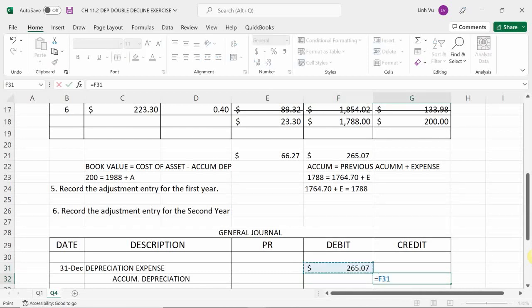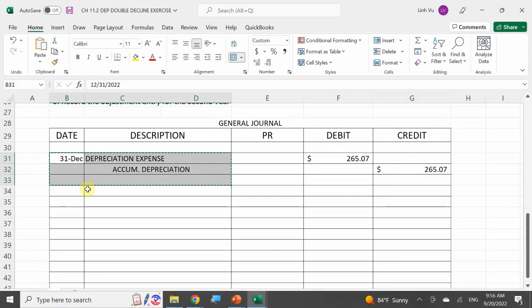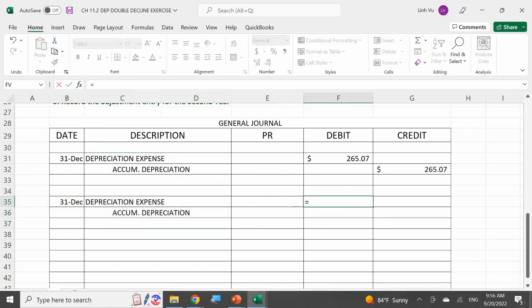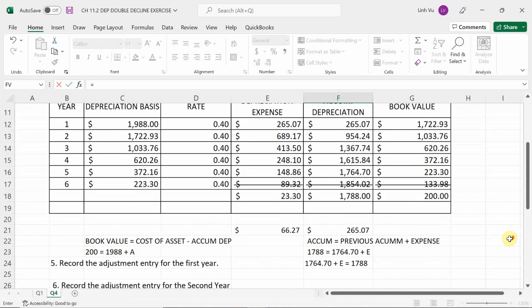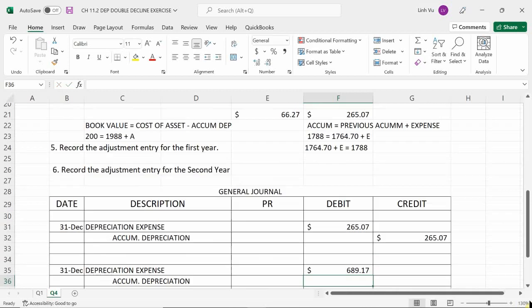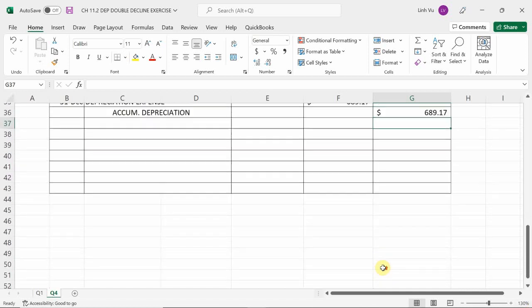So what is it going to be for the second year? Same exact journal entry. What's the value for my second year? It's 689.17. Good. All right. Any questions?